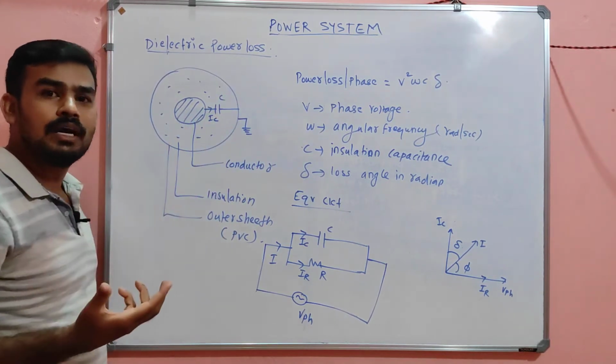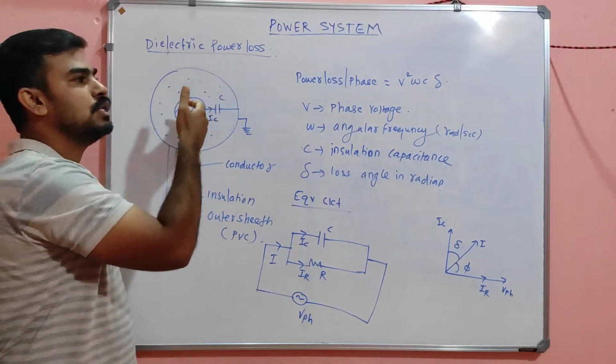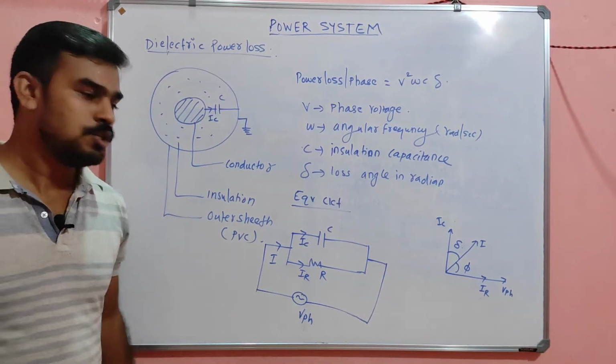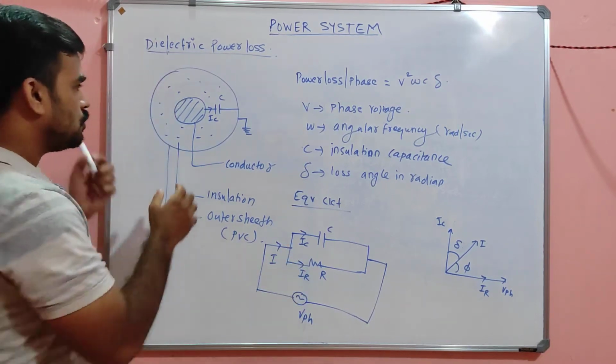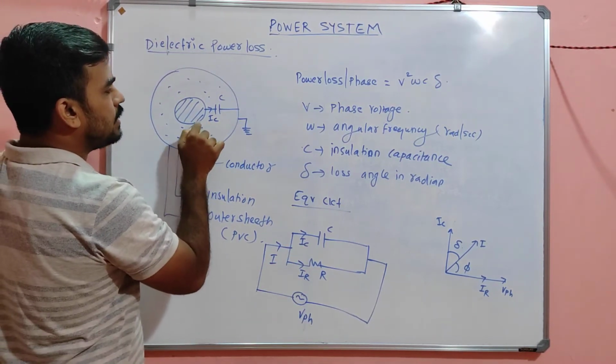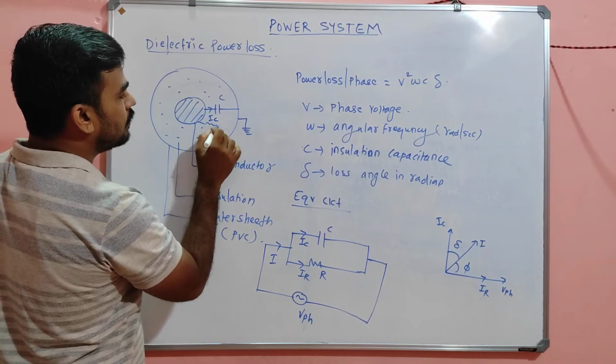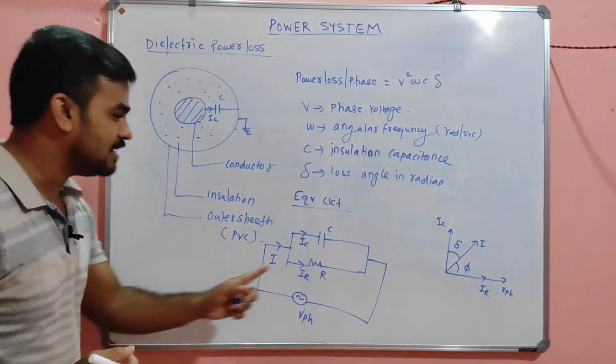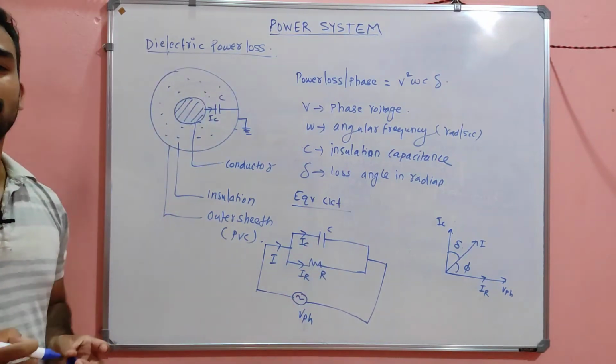There is also a resistance, right? Because this insulating material itself acts as a resistance. So it contains a resistance also. So here I can represent a resistor also, so R and C in parallel combination. That is why this is the equivalent circuit.